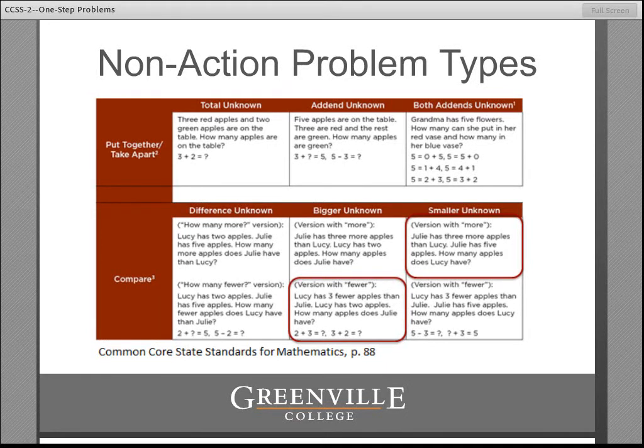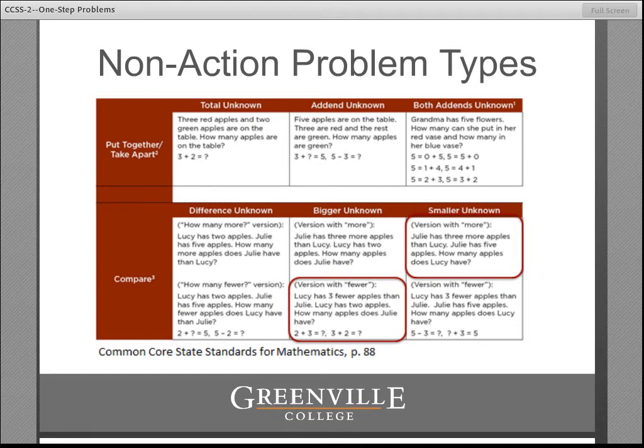The non-action problem types involve put together, take apart, which I also think of as part whole, and the compare problems. If we take a look at the top row, that's those part whole problems. There is essentially a whole set that's partitioned off into 2 smaller sets. Nothing's being joined, sold, bought, or given away, so there is no action.